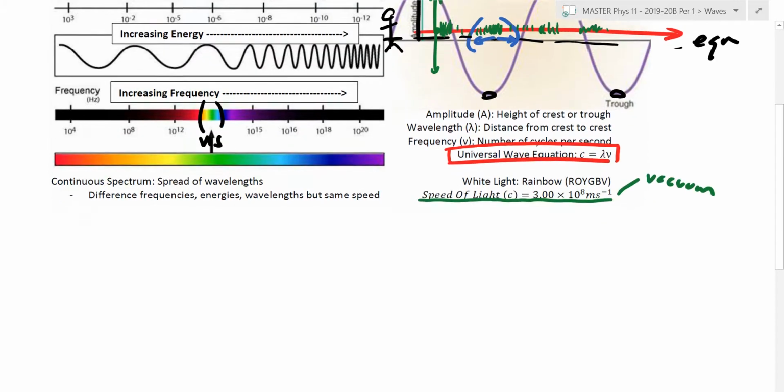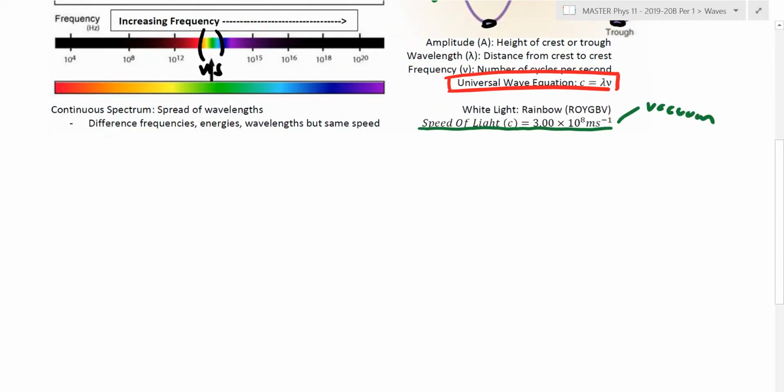This one here is on your formula sheet. I just want to emphasize to you how this came to be. Imagine I had a water wave. So here's my water wave. I just took a picture. That's the water wave at time 0.